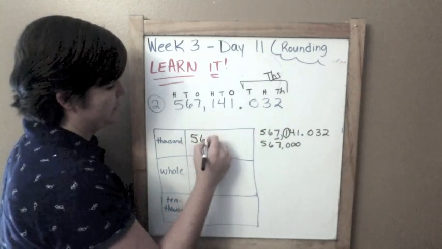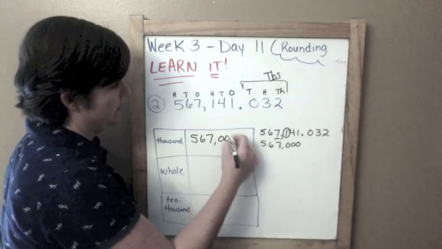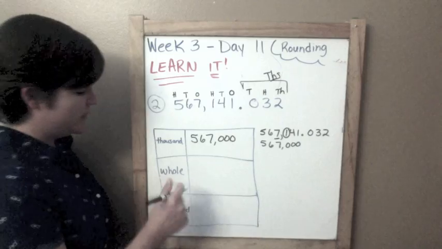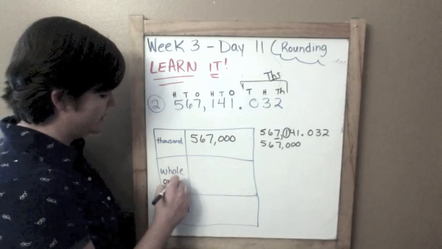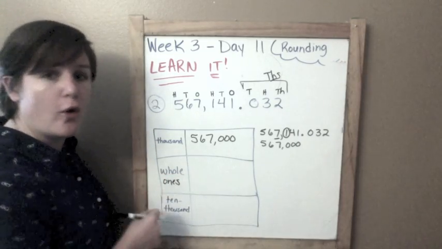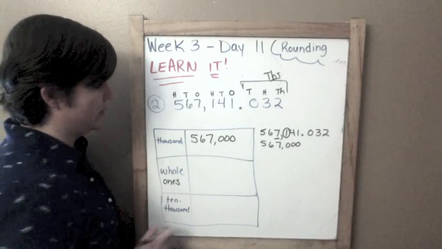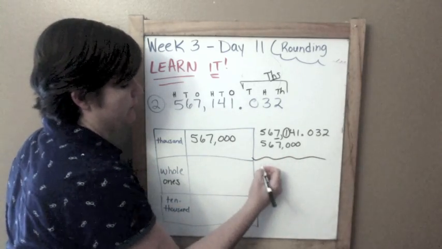So 567,000 would be rounding to the nearest thousand. When we do it to the nearest whole, that's to the nearest ones place. So the whole is always the ones place. You want to go ahead and write that down.